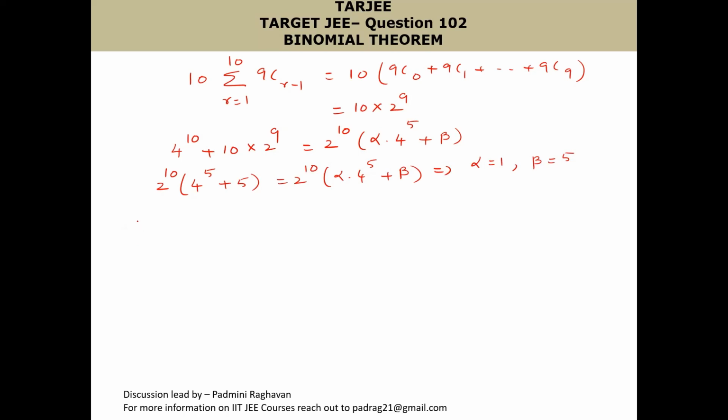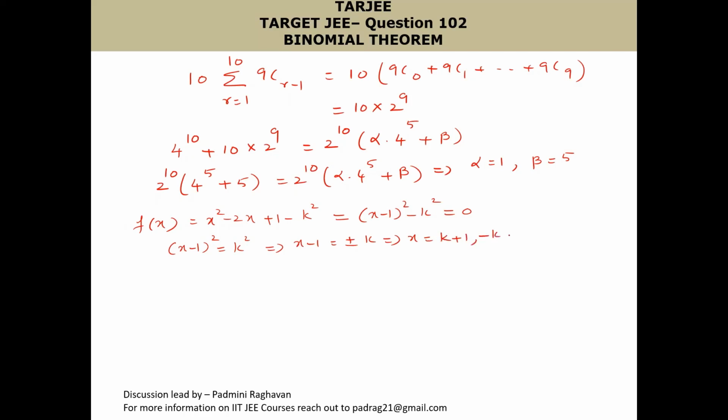Now let's go to the second part of the question. We are given f of x is equal to x square minus 2x plus 1 minus k square. Alpha comma beta lie between the roots of this. So let us find the roots of this. We can easily write this as x minus 1 the whole square minus k square, equate it to 0. We get x minus 1 the whole square is equal to k square. That gives us x minus 1 is equal to plus or minus k, and that tells us x is equal to plus or minus k plus 1. So one root is k plus 1, one root is minus k plus 1.